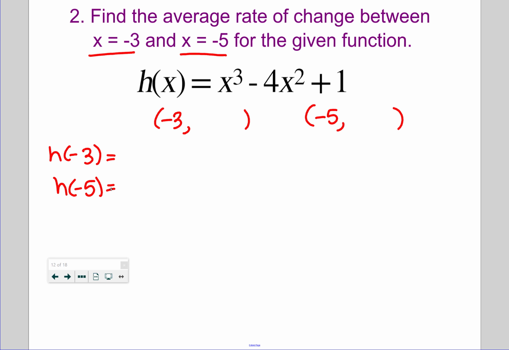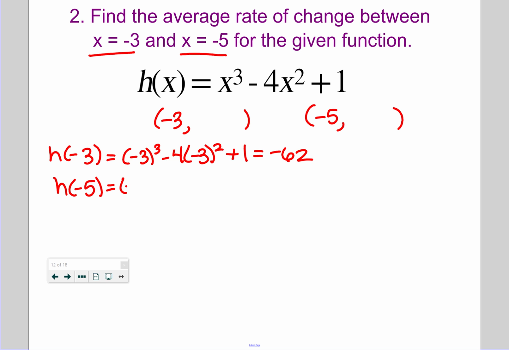So we're going to plug into the function -3 and -5, and you can use your calculator for that. -3 to the third minus 4 times (-3) squared plus 1. So that's going to give me -27 minus 4 times 9, so minus 36, plus 1, I get -62.